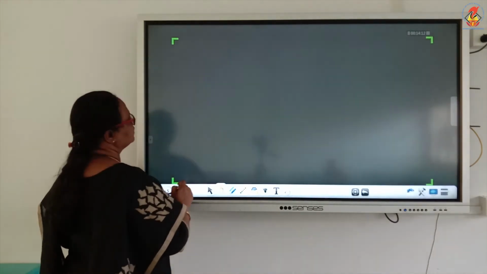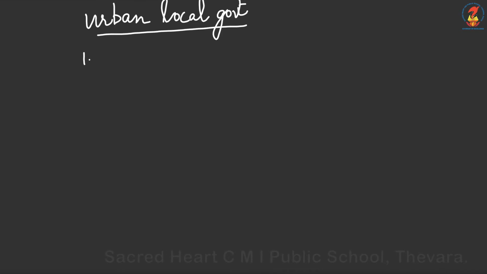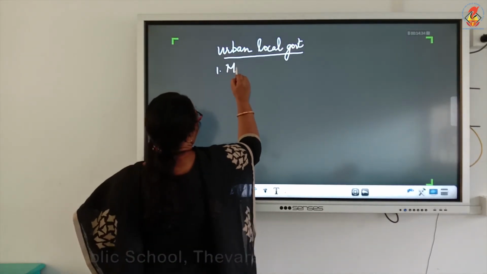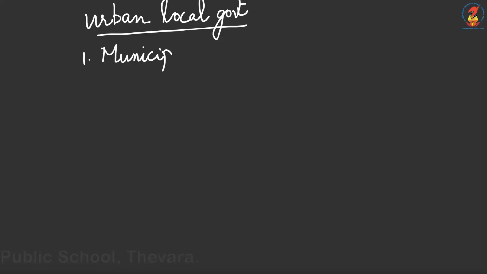Number one, this is the urban local body. Under the urban local government, we have two different types. One is the municipal corporation, then we have municipal councils.